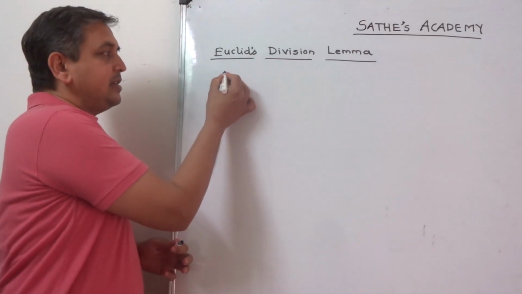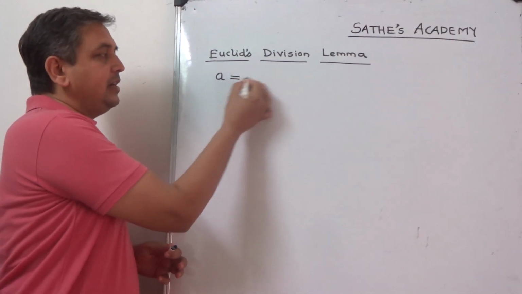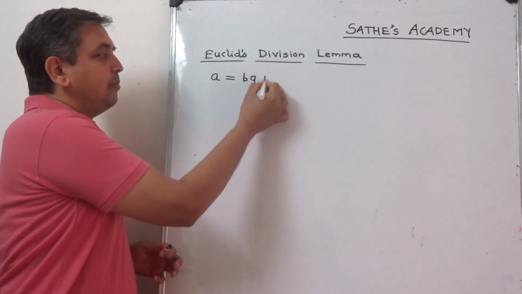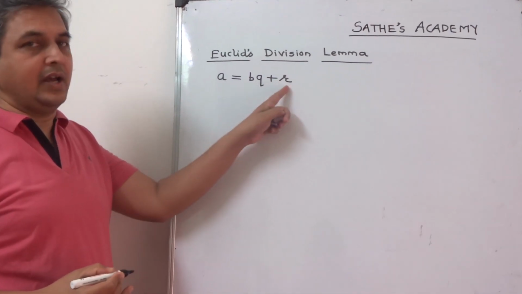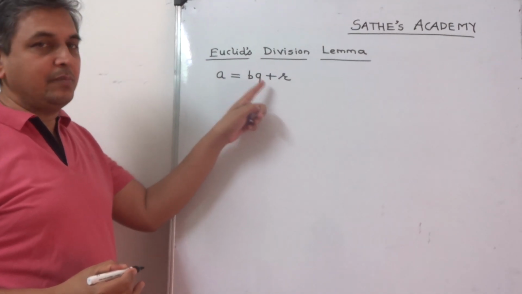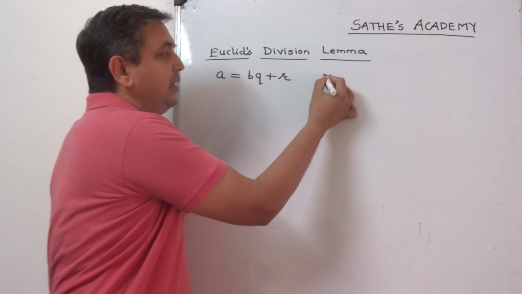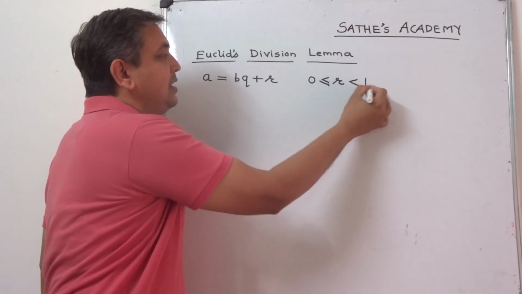The statement is, if we have two numbers A and B, then we can write A is equal to BQ plus R, that is we can find two more numbers Q and R such that A is equal to BQ plus R, where 0 is less than or equal to R is less than B.